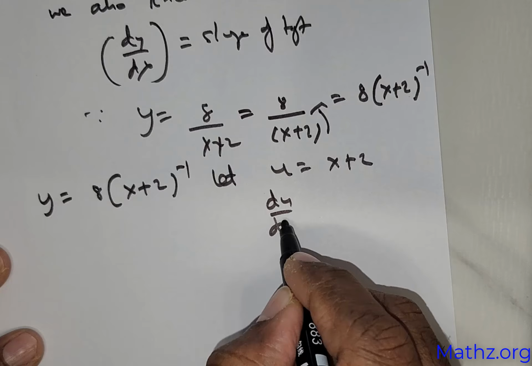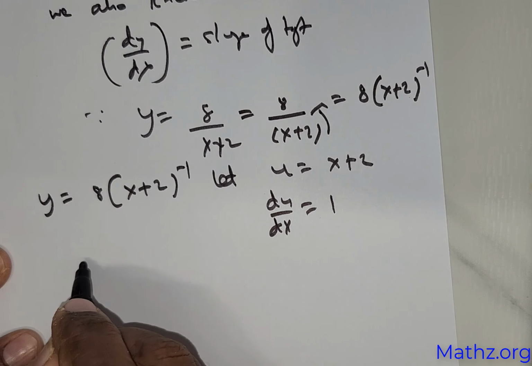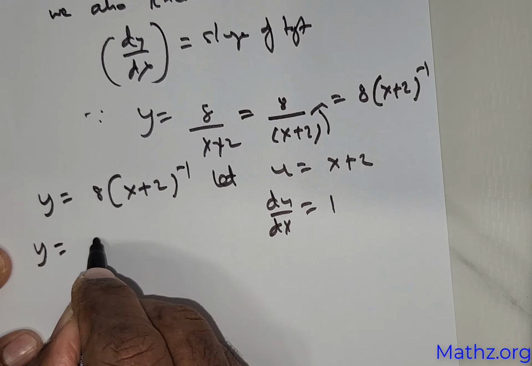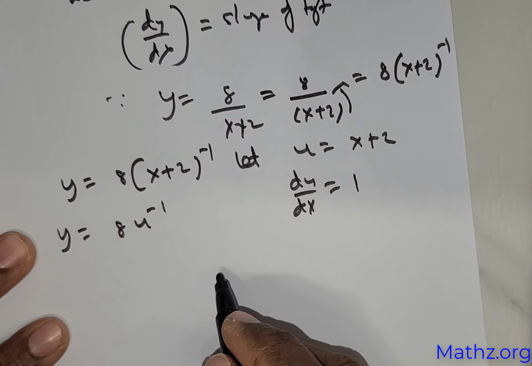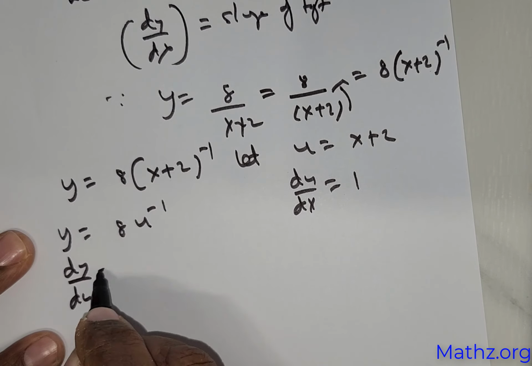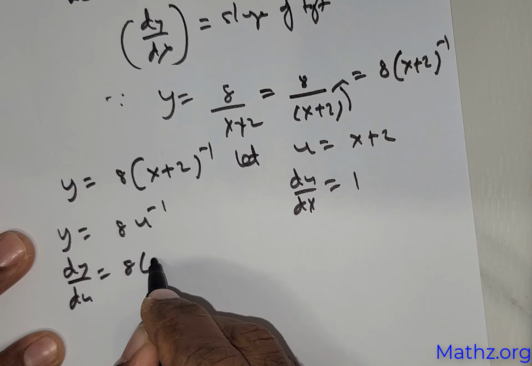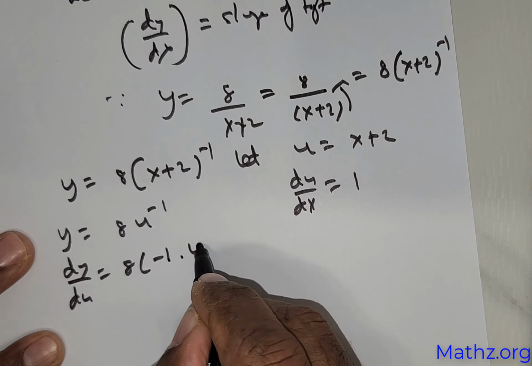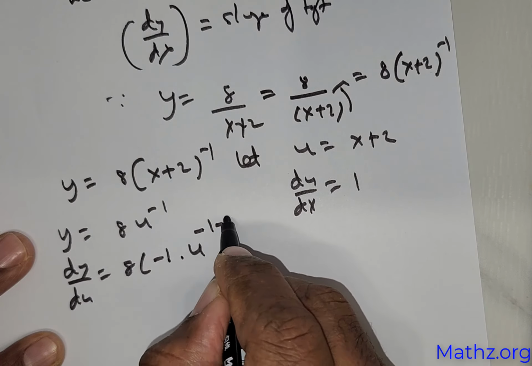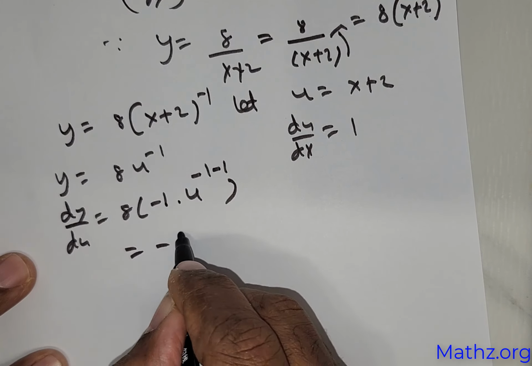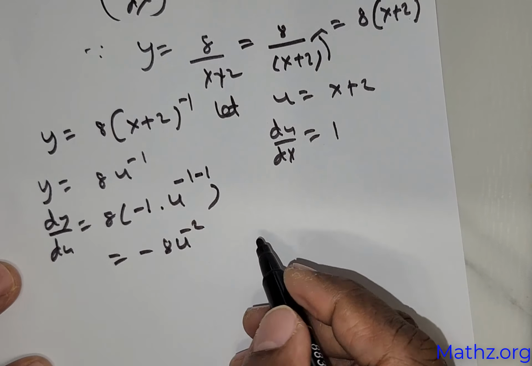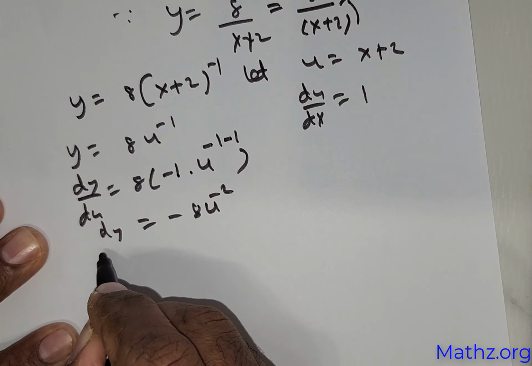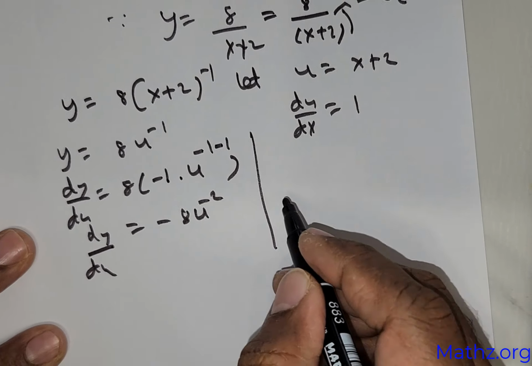So du over dx is 1. Over here, y is equal to 8 times u raised to the power of negative 1. So dy over du, 8 is a constant, so this differentiation is negative 1 times u raised to the power of negative 1 minus 1, which is negative 8 times u raised to the power of negative 2. This is my dy over du.